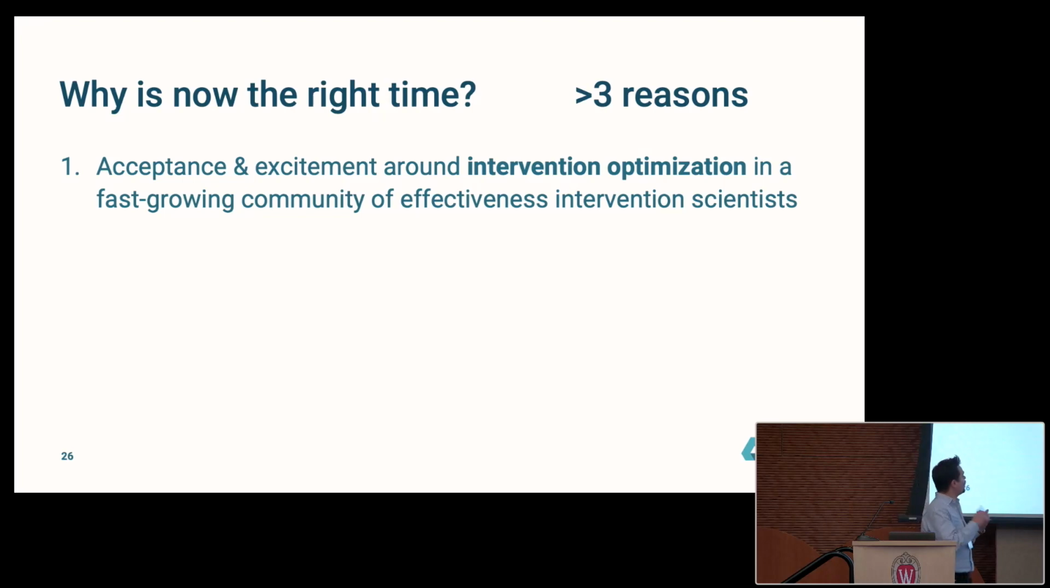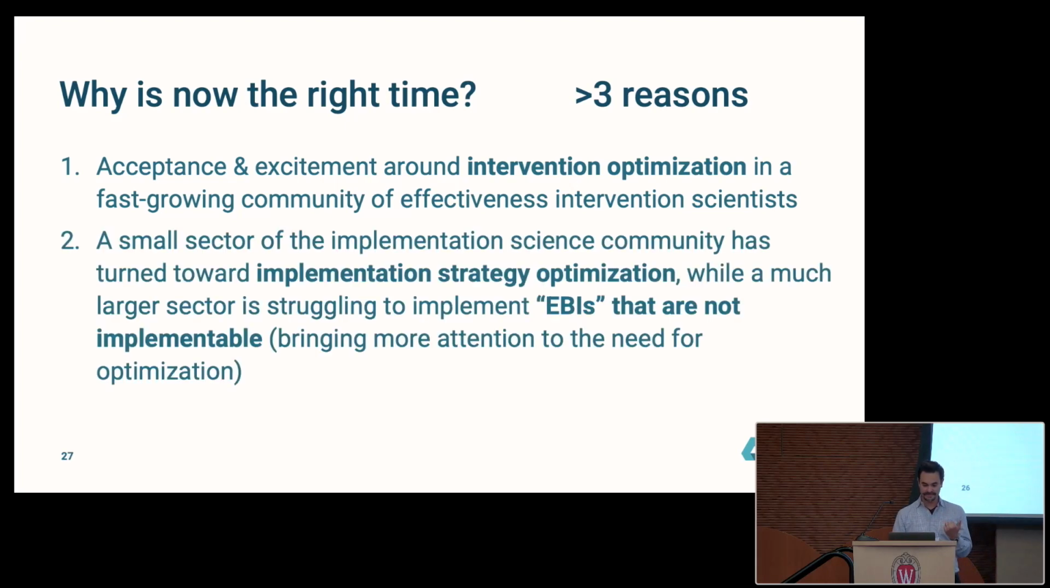So there's now a maturity and acceptance and massive excitement around intervention optimization. And it took us a while to get here, all right? It took us breaking down a lot of barriers to get here. But it's here already. And it's in a fast growing of effectiveness scientists. That's number 1.